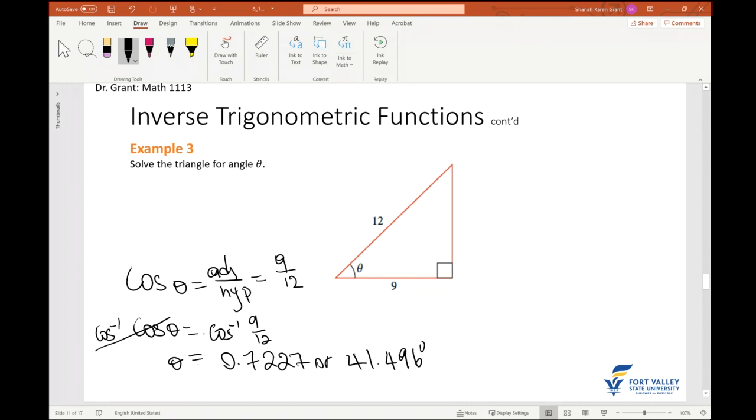But if we look at degrees, it would be 41.496 degrees. And one thing that you have to be careful when we're doing these problems is to make sure if your problem is asking for degrees, that your calculator is in degrees. If your problem is asking for radians, you want to make sure your calculator is in radians.